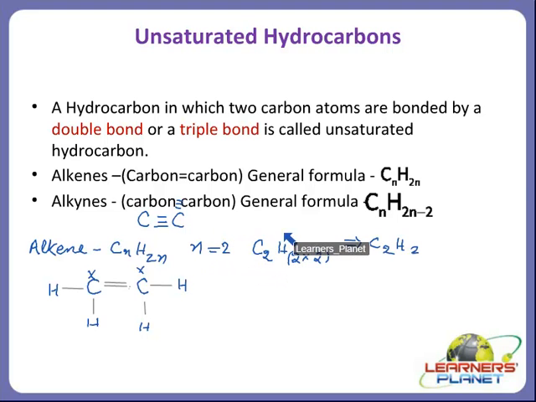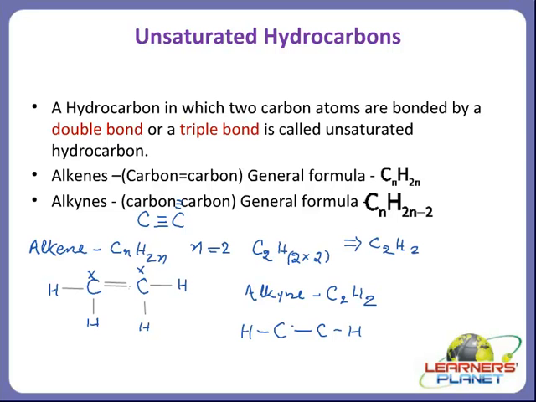Now your alkynes, what is the general formula? CnH2n minus 2. Say if alkyne, I have C2, so it would be what? C2H2. How can I draw the structure? See, I'll draw a single bond first, and these carbons are bonded to single hydrogen atoms.